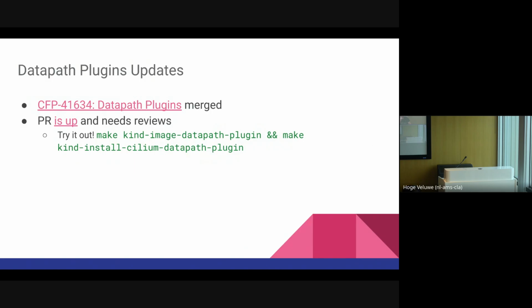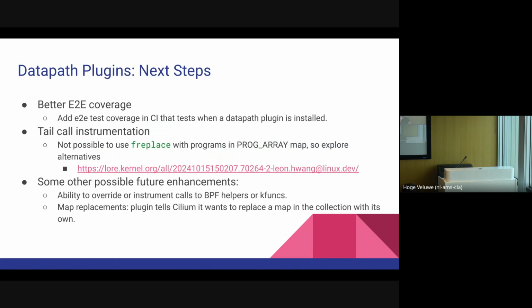Apparently Jordan has been working on it for the past few months, and I think it's ready for people to kick the tires. In terms of next steps, we definitely need better e2e coverage of the plugins. He's hit some limitations on tail call instrumentation, so he's been trying to find some alternatives there. He's also looking at potential future enhancements, like can you have a plugin instrument eBPF helpers or kfuncs? And also map replacements, like telling Cilium how to deal with the data structures, not just the code.